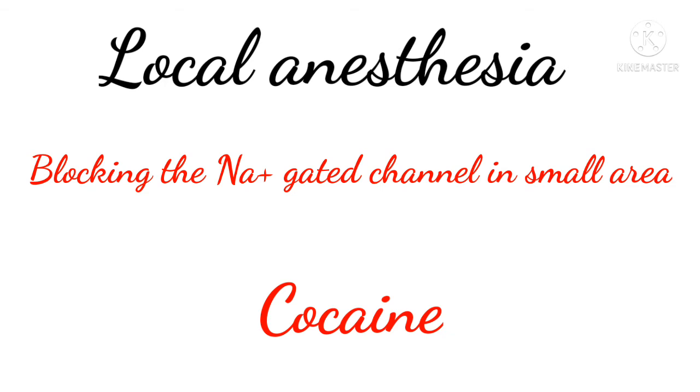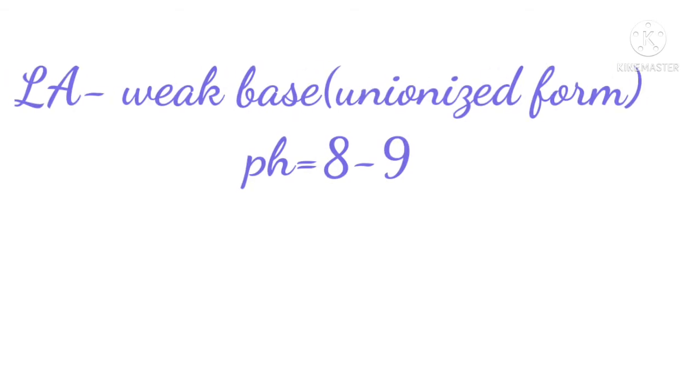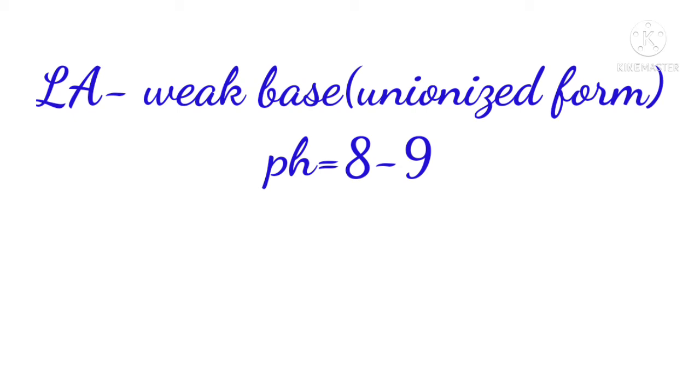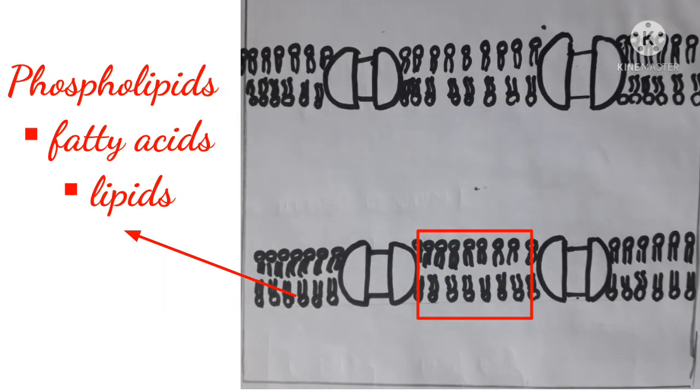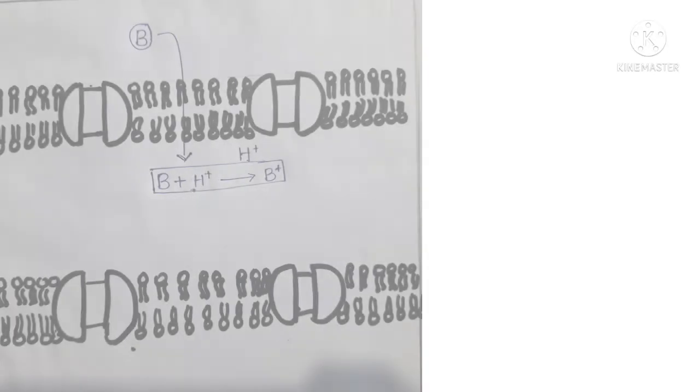Let's see how the local anesthesia blocks the sodium gated channels. LA is a weak base which is in the unionized form at a pH of 8 to 9. Let's assume this weak base as B. Let's have a look at the cell membrane, which is made up of phospholipids, that is fatty acids and lipids. These are easily permeable, and hence this B, being a weak base, can easily penetrate into the cell.